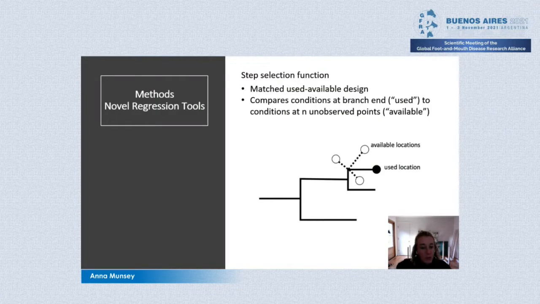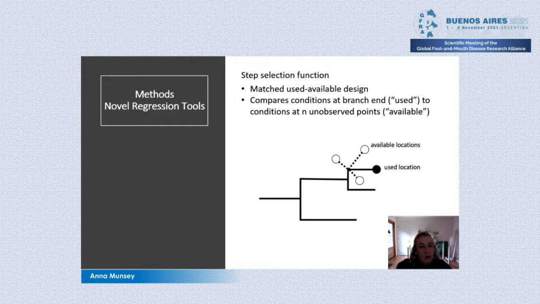The first method that we utilized to assess directional trends is called a step selection function model. Step selection functions were originally designed for wildlife ecology to analyze wildlife habitat selection. They correlate environmental data to animal location data by comparing areas that are used by the animals to locations that were unused but assumed to be available to them.